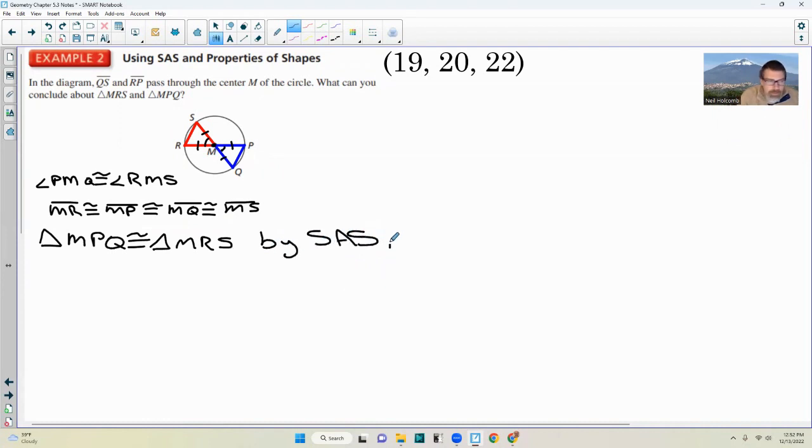Okay, and that's basically it right there. So at this point, with those types of diagrams and what we know about SAS now, problem numbers 19, 20, and 22 should be able to be done.